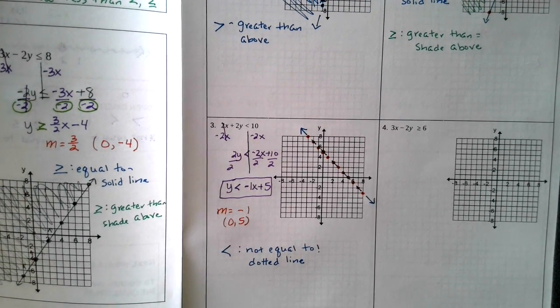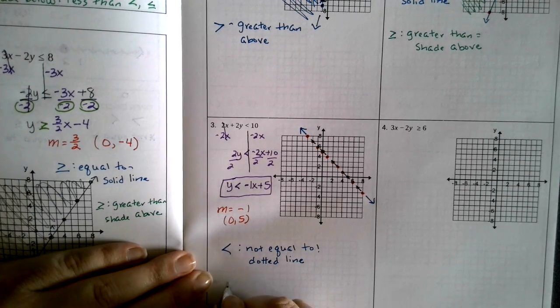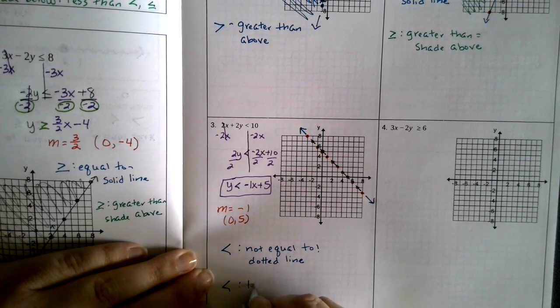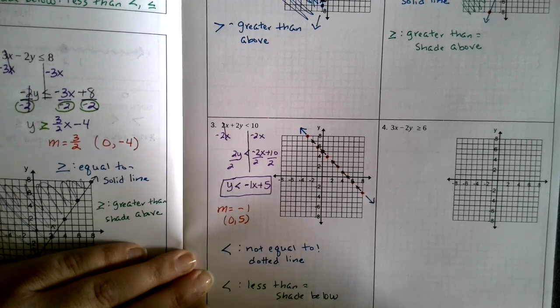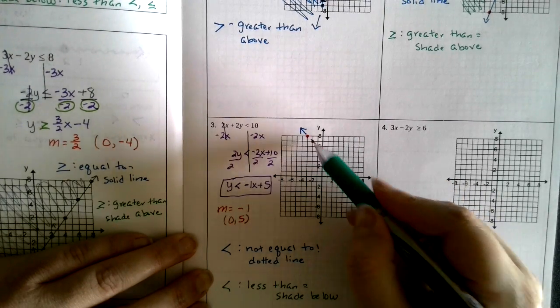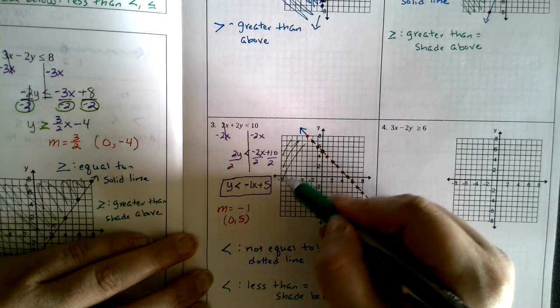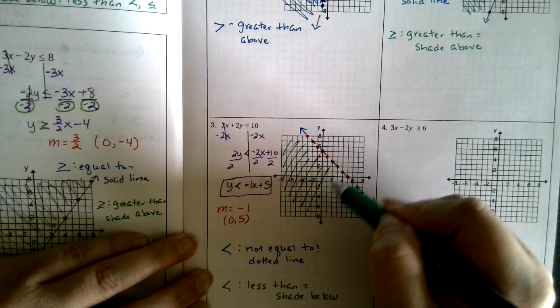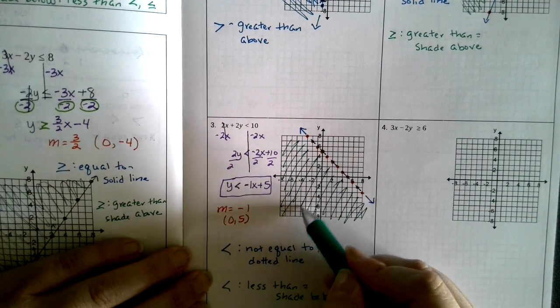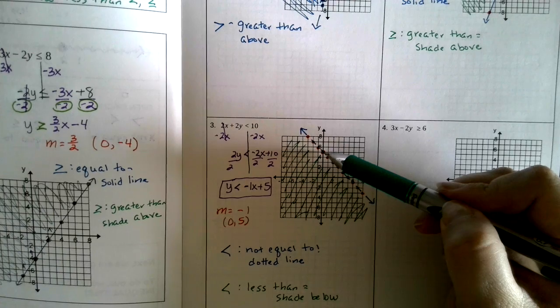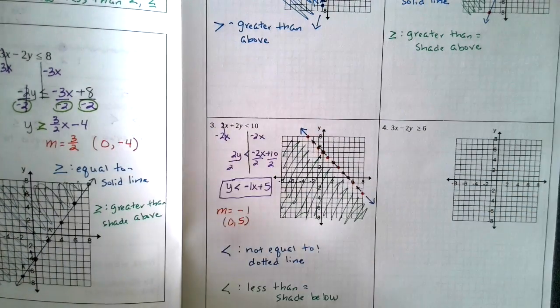And then the last thing I need to do is determine where I'm going to shade. So I have a less than symbol. And since it's less than, I'm going to shade below. And so that means here's my line. I want to shade below that line, which means I'm going to shade this direction. To help me determine the way I'm going to shade, by the way, I find my y-intercept. So my y-intercept was right here, and I want to go underneath that since I'm less than.